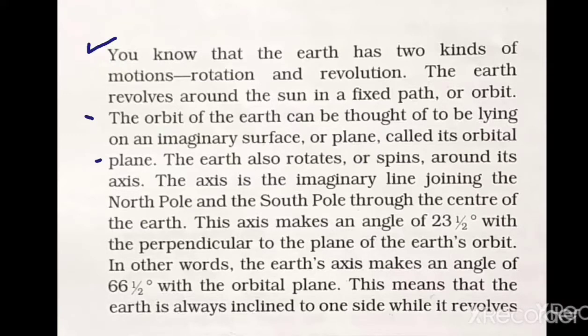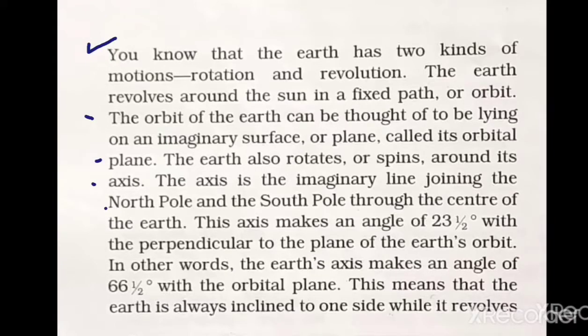The earth also rotates or spins around its axis. Children, in the previous chapters of geography, you might have understood the meaning of axis. Okay, axis पे वो rotate होता है. Rotate means to rotate on the same place, on the same axis, right? The axis is the imaginary line joining the North Pole and the South Pole. Okay, it is an imaginary line जो North Pole से South Pole तक की line होती है, but that is an imaginary line.